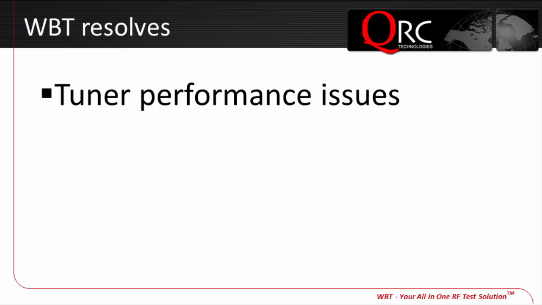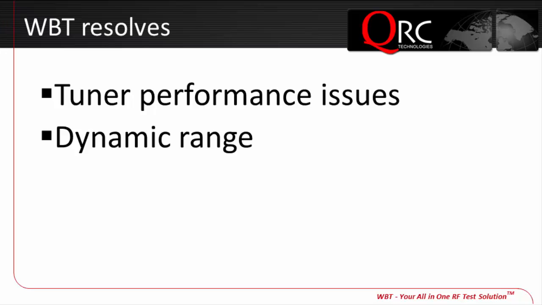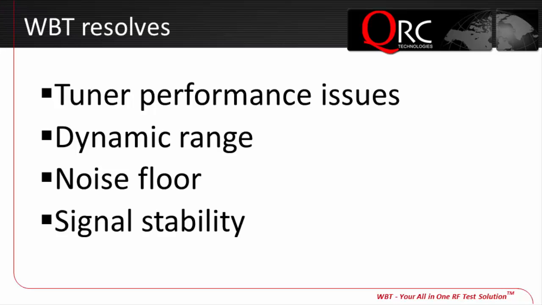WBT resolves many integration issues. WBT resolves problems in tuner performance. Some SDRs have issues like RF signal spurs every 100 MHz. Some developers could not get the dynamic range they needed from their SDRs. The WBT has 130 dBm of dynamic range. Others had issues with the RF noise floor. The WBT can show a negative 140 dBm noise floor. Then there are problems like radio tuner firmware upgrade limitations, RF signal stability issues, problems with support. The list goes on and on.